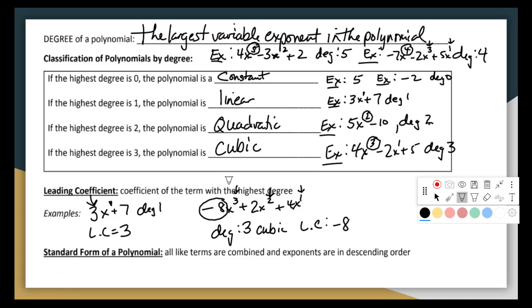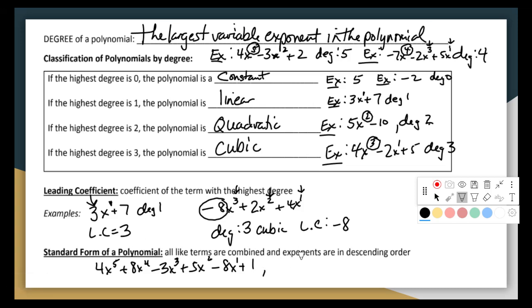All of the polynomials that we have written here have been in standard form. All like terms have been combined, and the exponents are in descending order from biggest to smallest. So standard form: 4x to the fifth plus 8x to the fourth minus 3x to the third plus 5x squared minus 8x plus 1. Look at the variable exponents, 5, 4, 3, 2, 1, 0. So they're in order. That's what we mean by standard form.